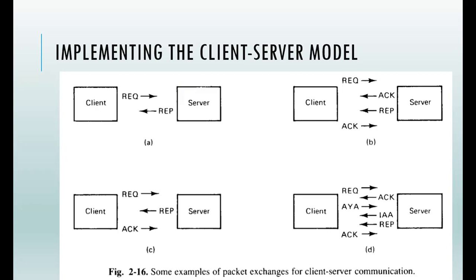Many packet sequences are possible. A few common ones are shown in the diagram. We have a request and reply with no acknowledgement. We have a protocol in which each message is acknowledged individually. And we can reduce the sequence to the 3 packets that are shown in the diagram also.